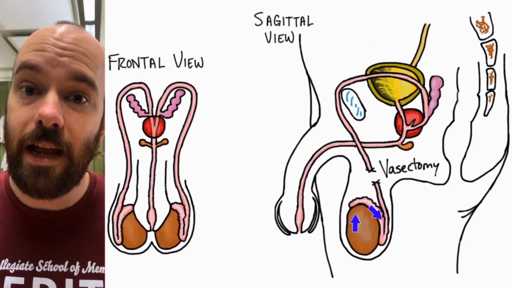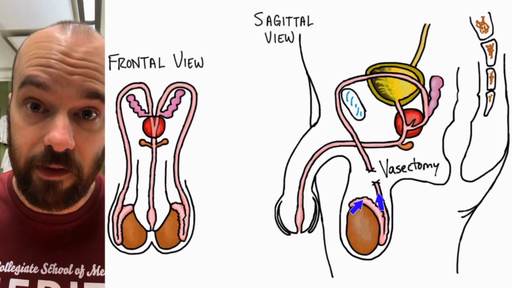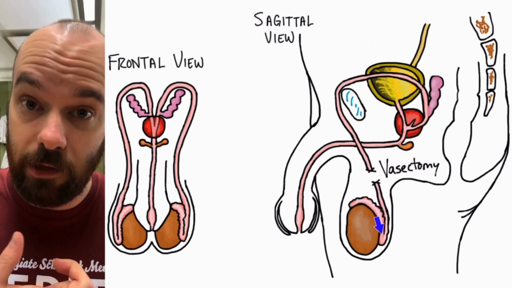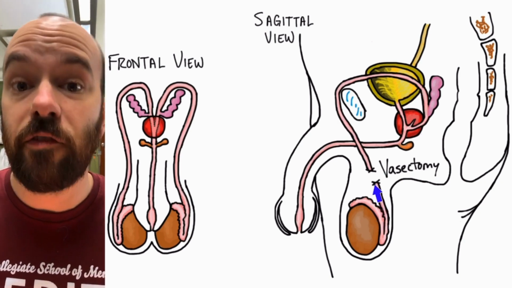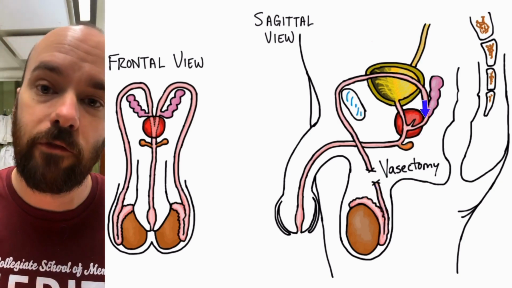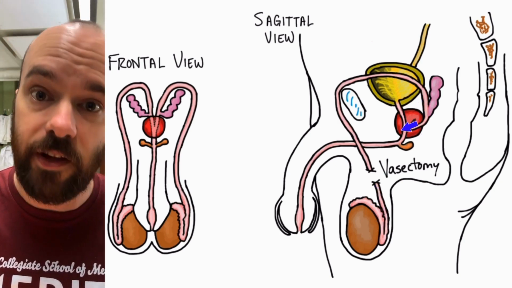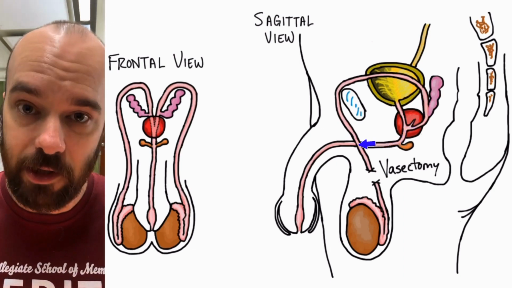Now, somebody deciding to have a vasectomy might have some concerns about this. They could wonder, will ejaculation still happen? And the answer is yes. If you notice, the path of semen traveling from the prostate gland and the seminal vesicle and the bulbourethral gland is not obstructed by the vasectomy.